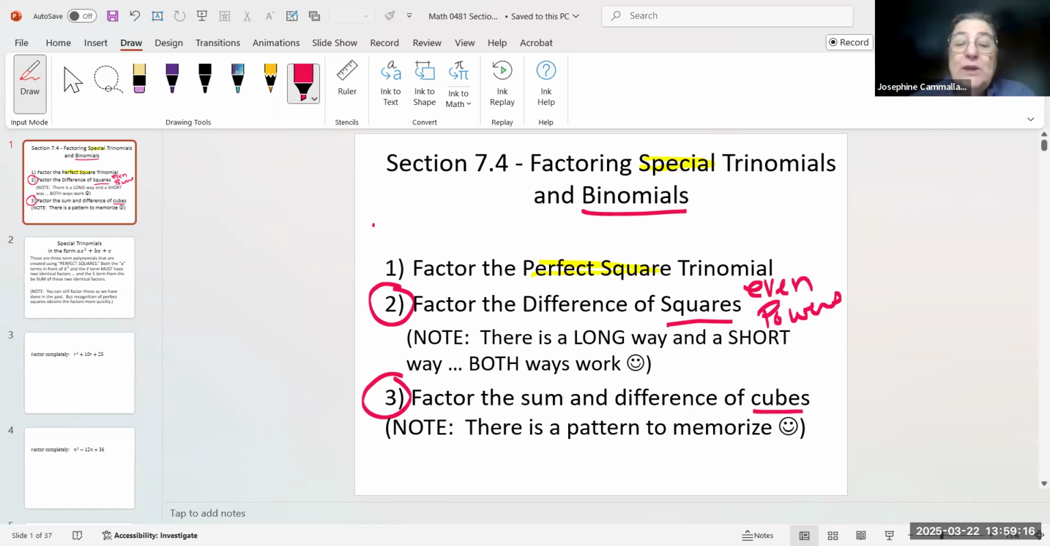Now, when we do the cubes, there is a pattern. Regretfully, you just got to memorize it. And we'll talk about how you can memorize it or use what I call the building blocks of a cube. Well, let's get started.